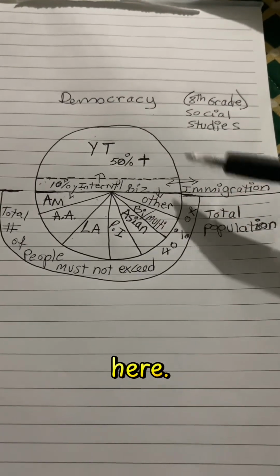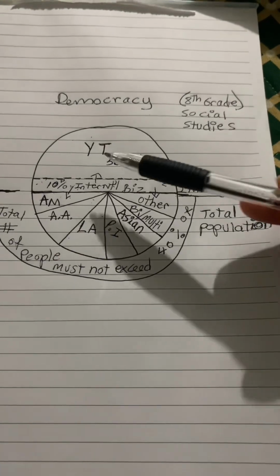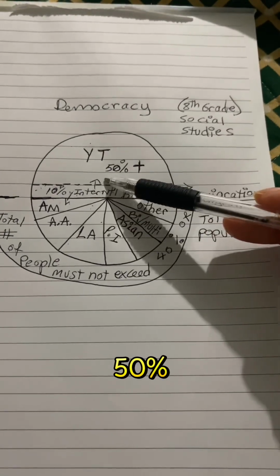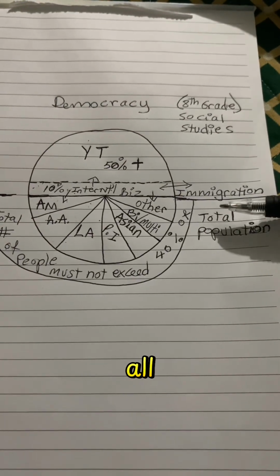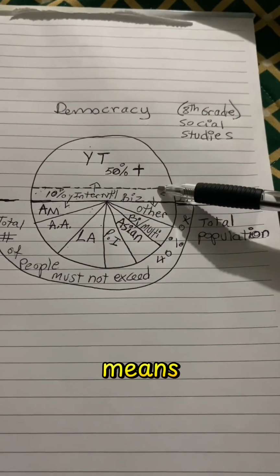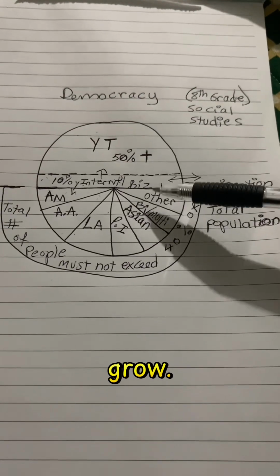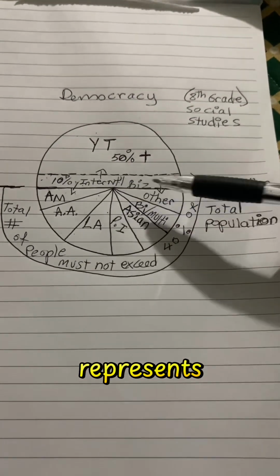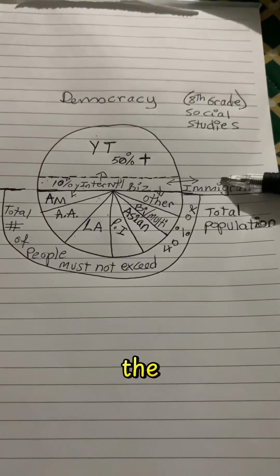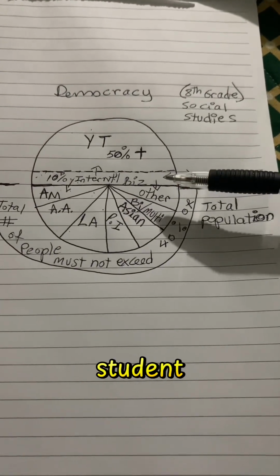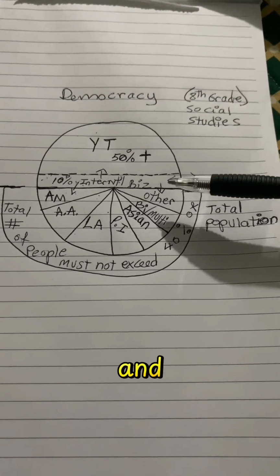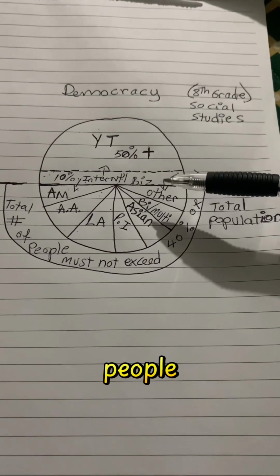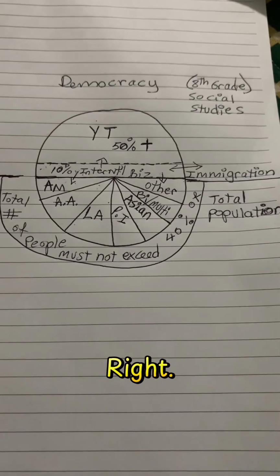You have a circle here. This represents USA. This half here, YT people, must be 50% plus of the population at all times. This perforated line means that they can grow in numbers. They're allowed to grow. And this area here represents the international business, the space reserved for those who come in with student visas, work permits, and permanent residency, and so on, including people who become naturalized permanent residents, right?